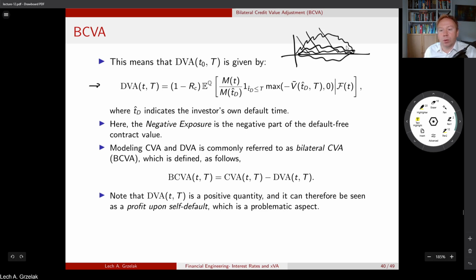That was the part we could lose. And of course, in a DVA, we also have to incorporate this part that both parties would include in the valuation. But of course, the counterparty would do the opposite, and that would nicely match their expectations regarding the price quoting. And then finally, the BCVA, so this bilateral credit value adjustment, is simply the difference between CVA and DVA.